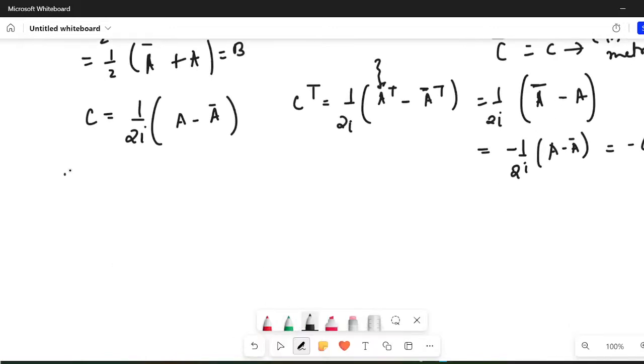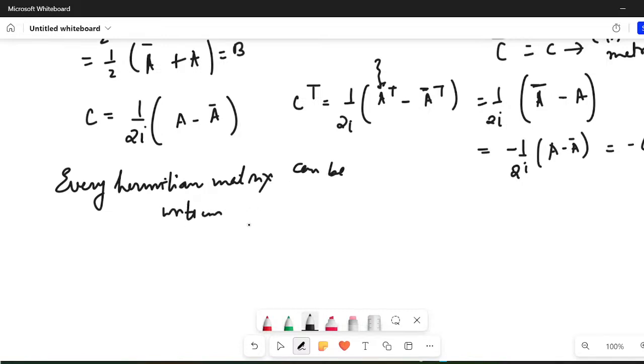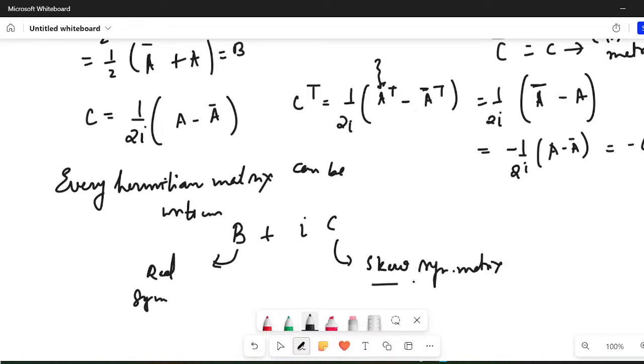every Hermitian matrix can be written in terms of a real symmetric matrix and a skew symmetric matrix. So this is how I can write a Hermitian matrix A: in terms of a real symmetric matrix and a real skew symmetric matrix. This may be asked in your exam.